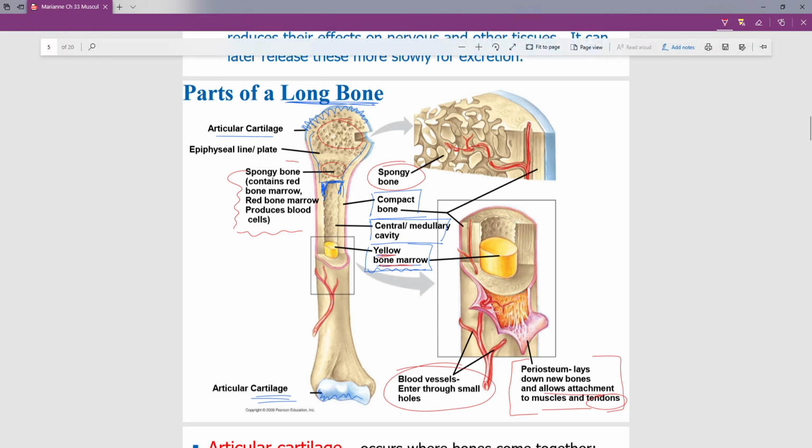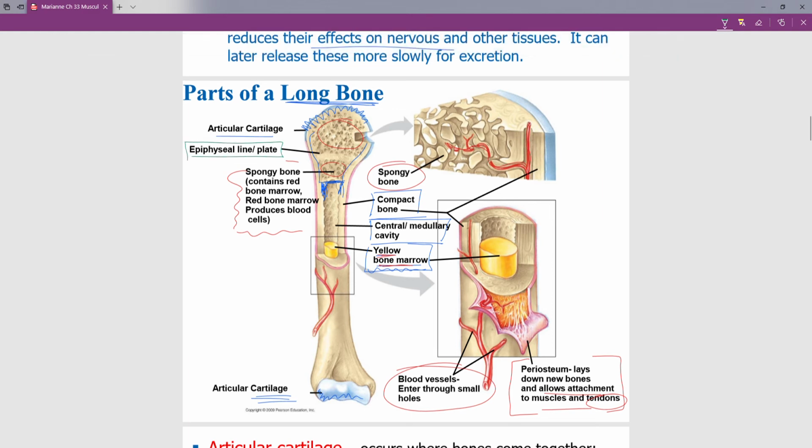It's a funny word to say, epiphyseal line or the epiphyseal plate. So the epiphyseal line and the epiphyseal plate and the yellow bone marrow are two things that are different when it comes to comparing children's bones to adults' bones. The epiphyseal plate is like the growth plate. You might have heard of that, the growth plate in a bone.